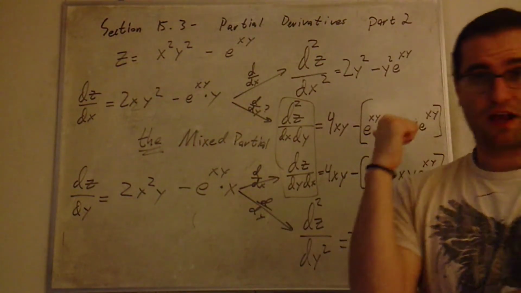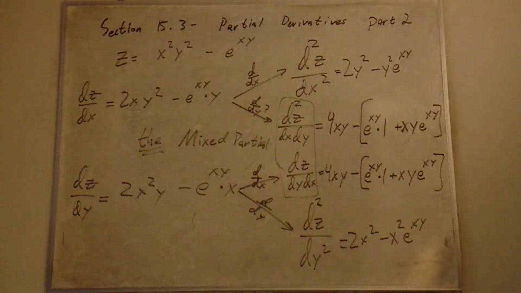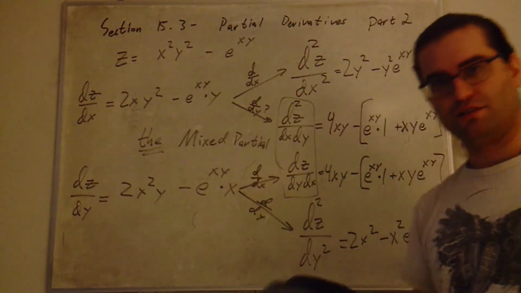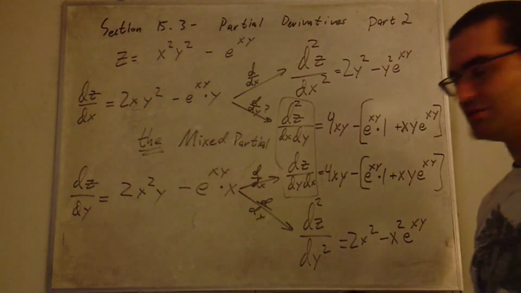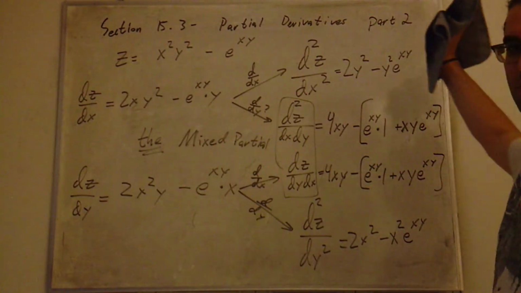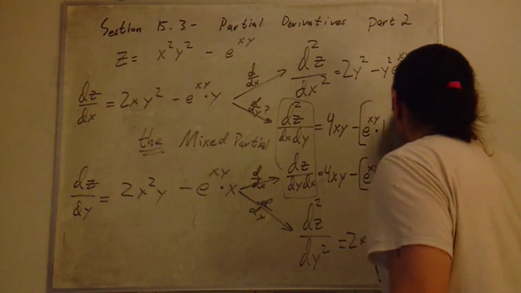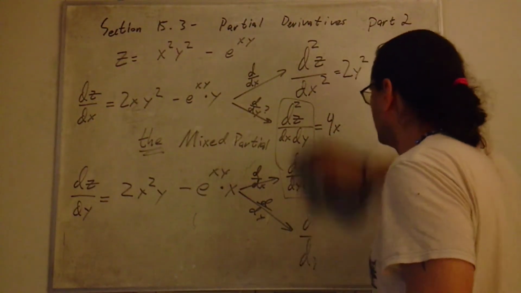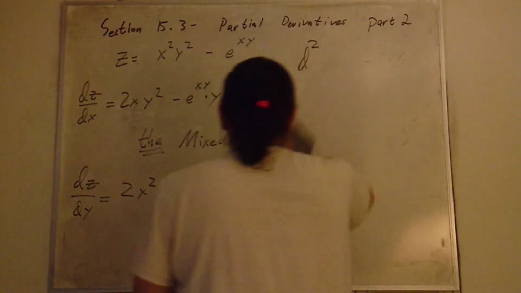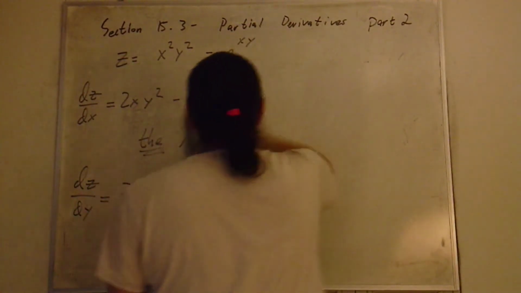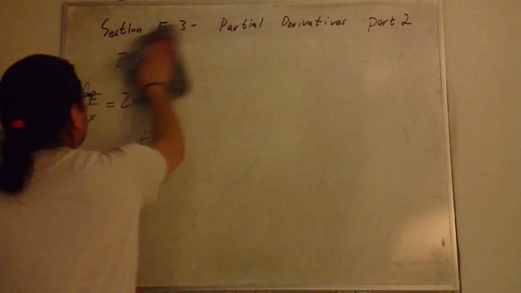So that's the mystery of the mixed partials solved. I'm going to erase this. We're at 12 minutes, so I'm going to erase this and we'll do another couple examples of second derivatives that hopefully involve fewer chain rules and product rules. Hopefully we'll get some nicer looking stuff.